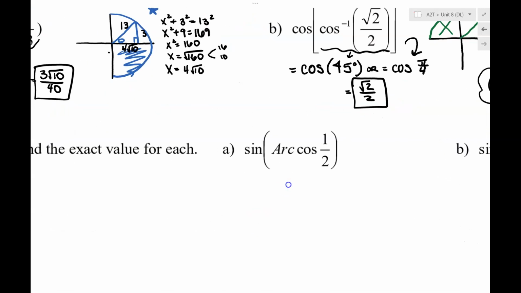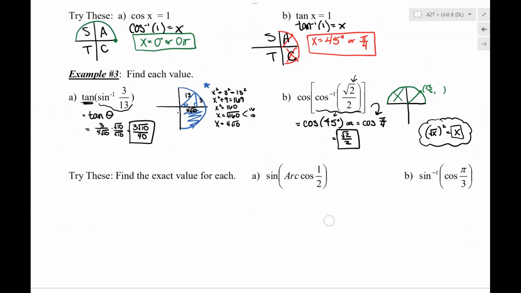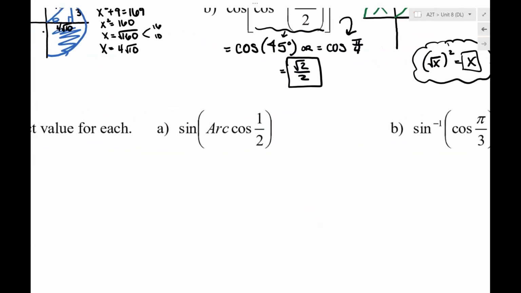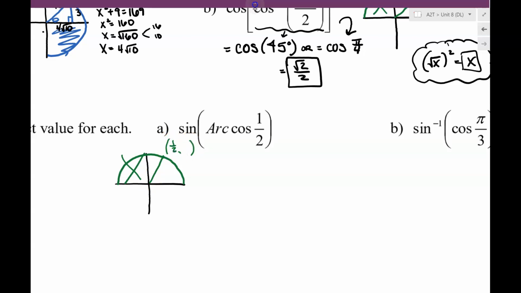Okay, so I want to find the exact value for each. These are your try these, but I'm going to do them with you guys, just so we have that extra practice. Arc cos of 1/2. Okay, so again, I'm drawing my quadrants because I want to. It's restricted from 0 to pi because it is arc cosine of 1/2. It is positive, so we are in the first quadrant. The x coordinate is 1/2, which is our cosine, which means that this is a 60-degree reference angle.